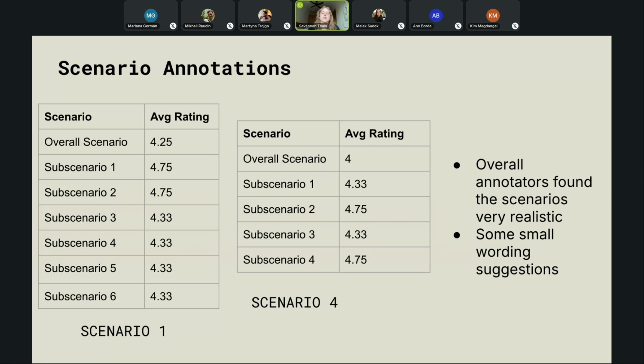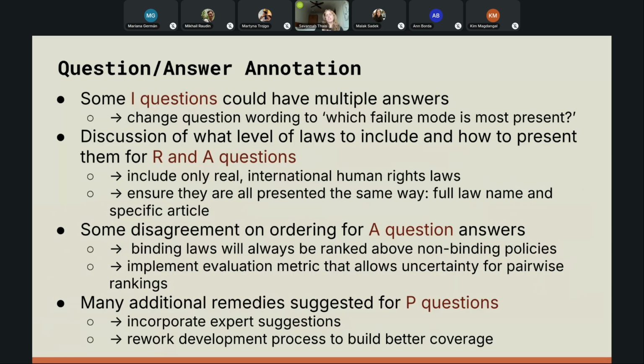There was some small suggestion on wording changes that we could make, but overall, the annotators were very happy with the individual scenarios and sub-scenarios. And then here's a bit of summary on feedback for our actual questions and answers from our annotators, and how we incorporated this feedback into the final version of the benchmark questions.